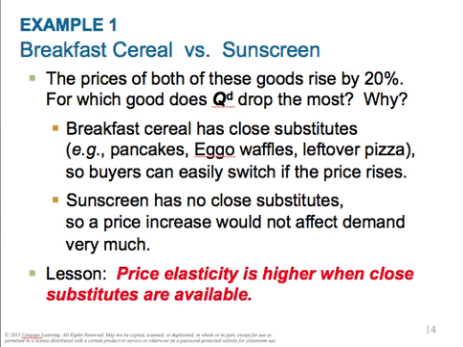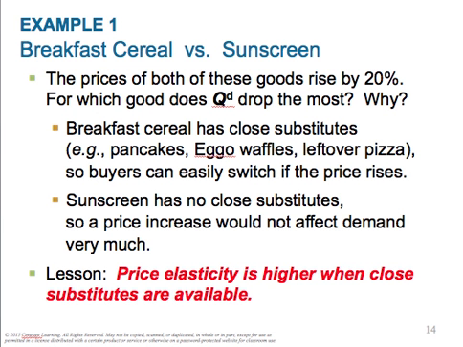Here we have breakfast cereal versus sunscreen. Now what they're doing here is two very different types of products to try to illustrate two very different types of elasticity. The prices of both of these goods rise by 20%. Say there's some sort of flat inflation on prices. For which good does quantity demanded drop most? This says a lot about their elasticity. They have different elasticities because they're different products.